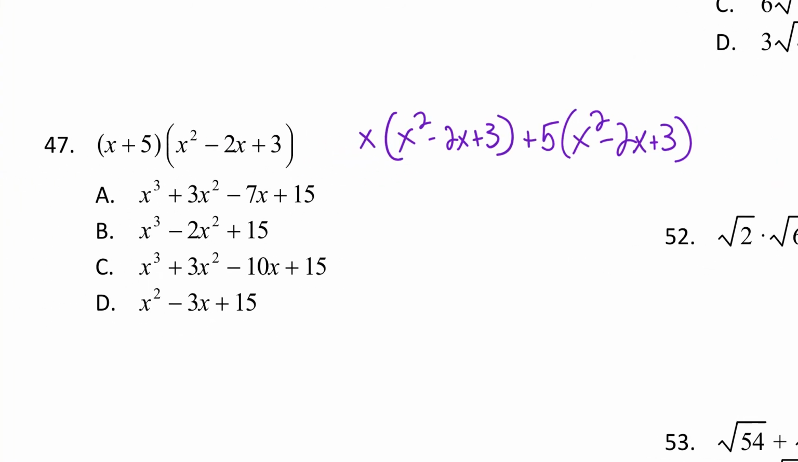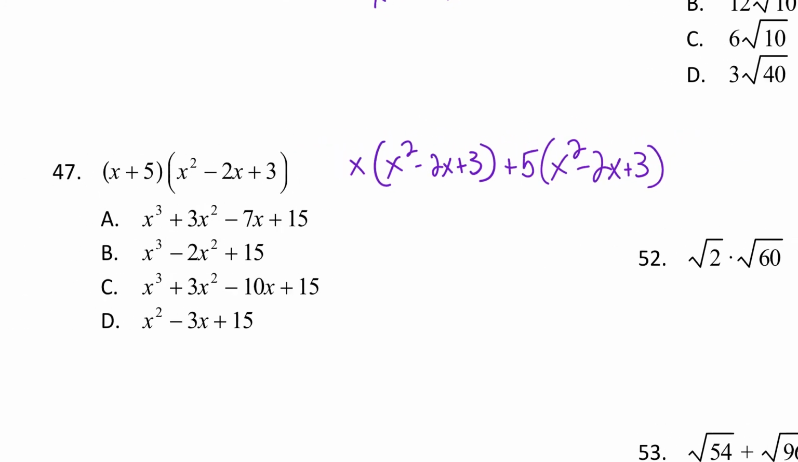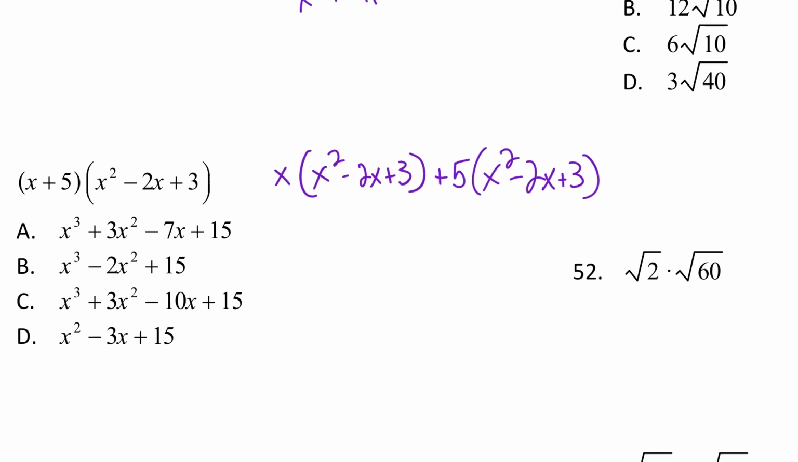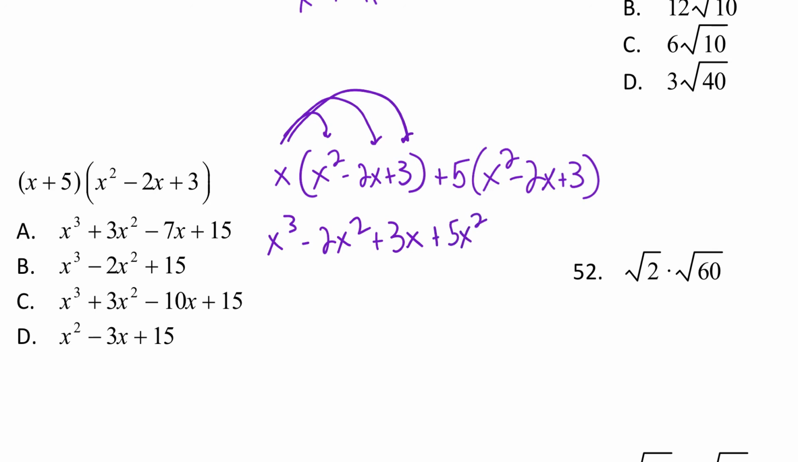Ooh, I'm like sneaking over in the other column. And those have radicals. Okay, distribute. Now we're distributing to 3 terms. So this will be x to the third minus 2x squared plus 3x plus 5x squared minus 10x plus 3 times 5 is 15.